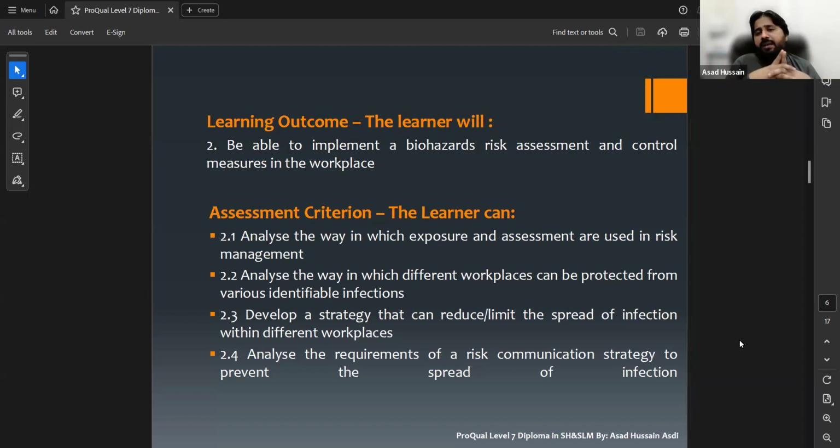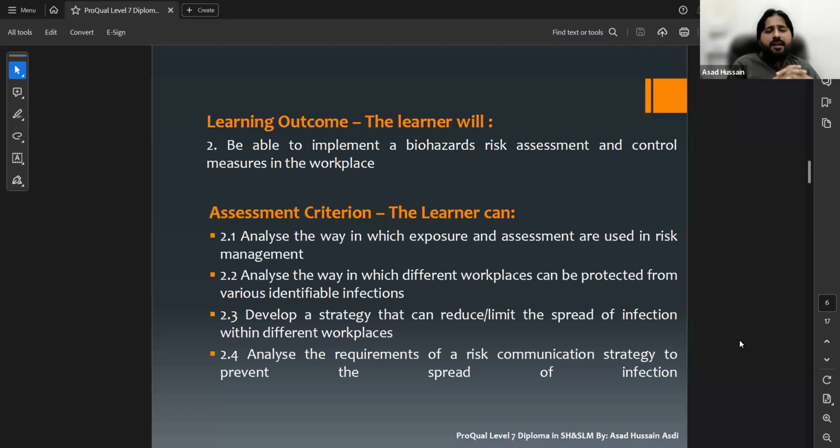So what type of evidence will be enough here? You should have a strategy plan showing how infectious diseases, or even how diseases, are controlled in your organization. I'm just discussing the diseases which are relevant to the workplace. So you should provide a strategy plan. You should provide different meetings in which you have discussed this point, confirming that you have discussed it, and that will be enough in support of this assessment criteria 2.3.